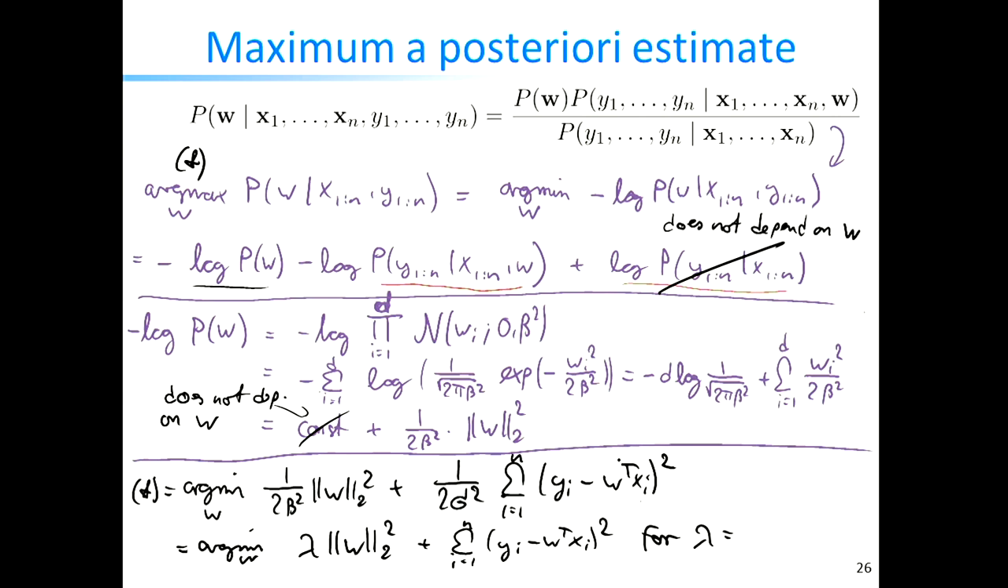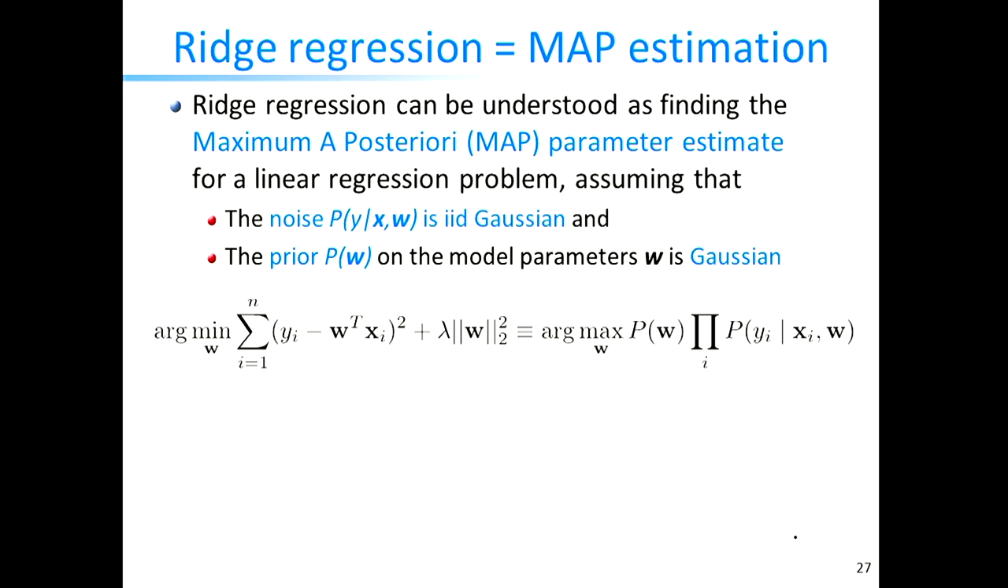In order for this to hold, I have to multiply by 2 times sigma squared, and then collect the coefficient in front of the Euclidean norm of w squared. So this is basically sigma squared divided by beta squared, just collecting terms. OK, so what does this mean? Well, this is ridge regression, so it means that we can now understand ridge regression as doing Bayesian inference.